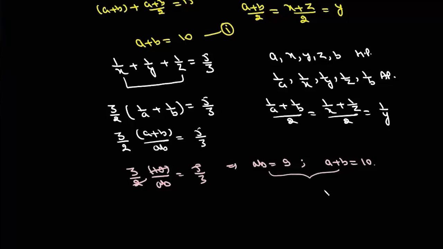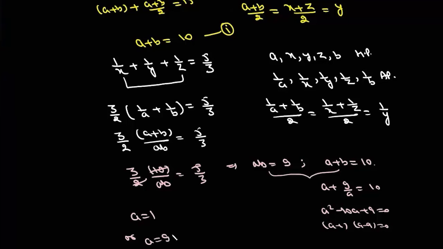Now you put the value of B, we can write A plus 9 upon A equals 10, or A square minus 10A plus 9 equals 0. We get A minus 1, A minus 9 equals 0. So either the value of A is 1 or value of A is 9. And if A is 1, value of B is 9. And if A is 9, value of B is 1. And this is the answer to this question.